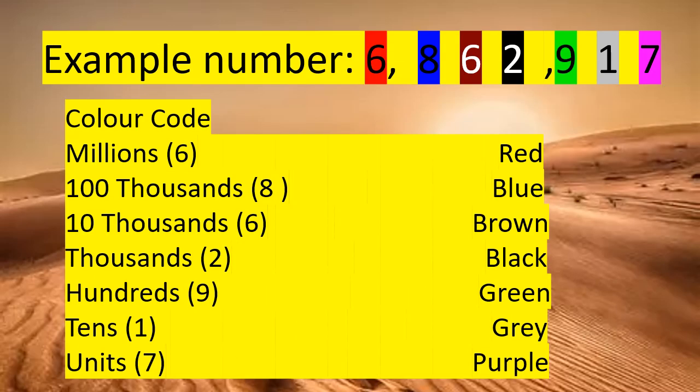Okay, here's an example number, and I've put the different parts of the number in different colors. So the millions, which is 6, is in red. The 100,000s, which is 8, is in blue. The 10,000s, which is number 6, is brown. The thousands, which is number 2, is black. The hundreds, which is number 9, is green. The tens, which is number 1, is gray. And the units, which is number 7, is purple.